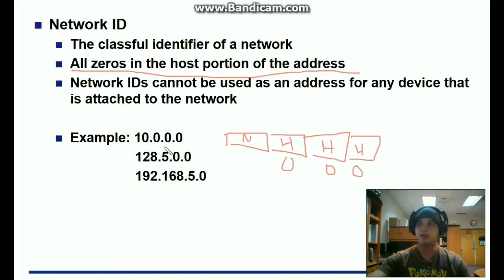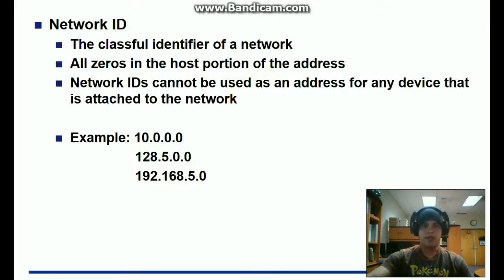So with Class A, only the first octet we care about. The other 3 octets, they're all zeros. Class B, we care about the first 2 octets. The last 2 octets, all zeros. Class C, we care about the first 3 octets. That is the network ID, and that last octet is used for the host. All right. So with that being said, let's actually do some little practice questions.